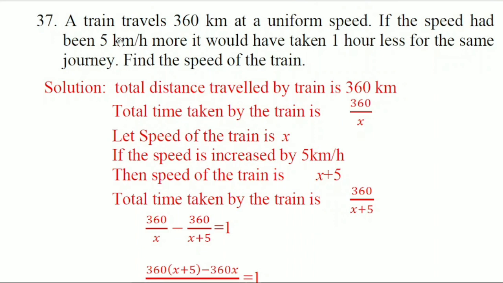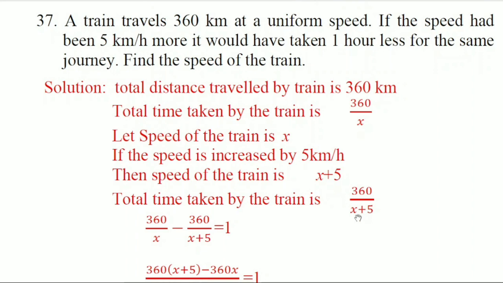So the total time taken for the total distance we don't know, so I have considered the speed of the train as x. Therefore the total time taken by the train is 360 by x. If the speed of the train is increased by 5 km, the speed will become x plus 5. Therefore the total time taken by the train is 360 by x plus 5.